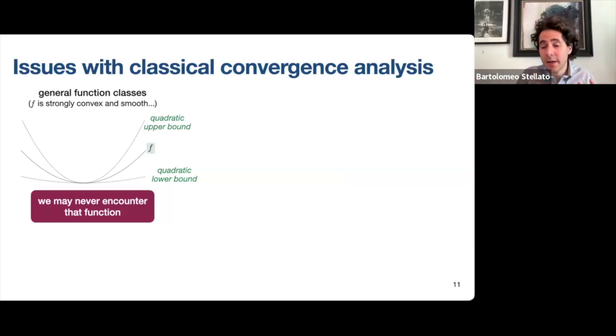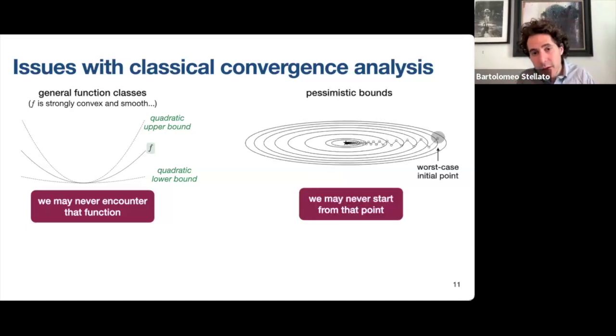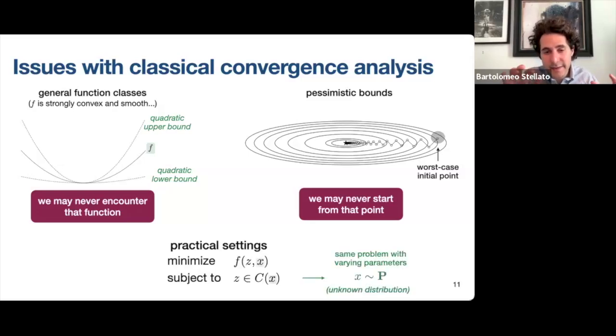which means we may never encounter the worst case function, but also we may never start from the worst case initial point. You may just start from a point that is much closer to the optimal solution, especially if you're warm starting your algorithm, if you solve this problem in real time, which means that in practice, we actually have just a distribution of instances that is much more structured, for which we would like to understand more what happens and be more specific.